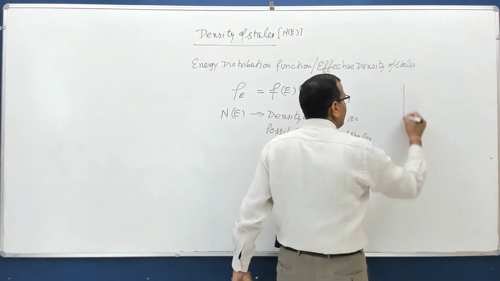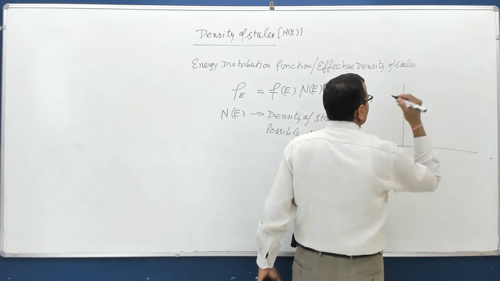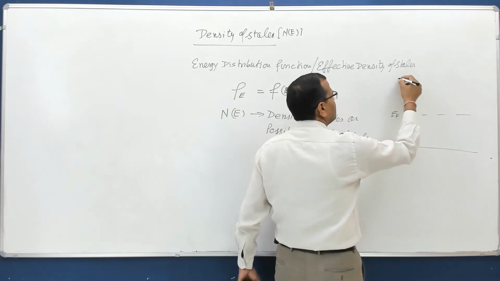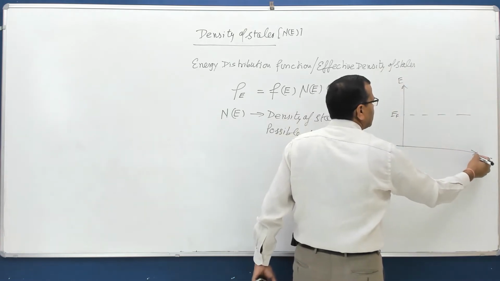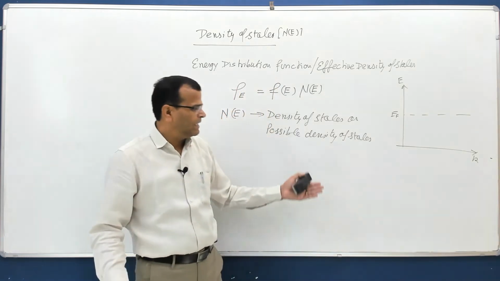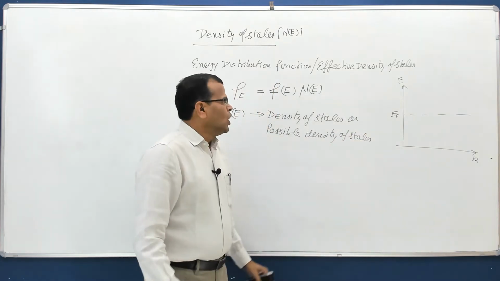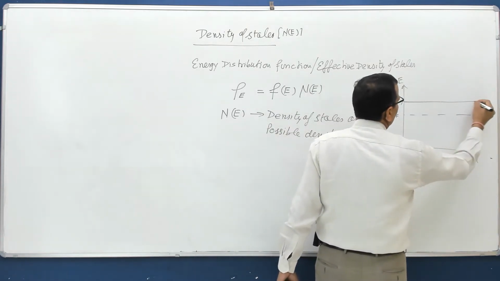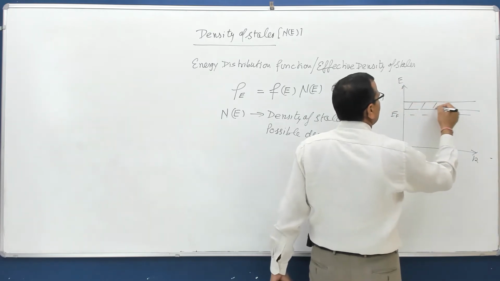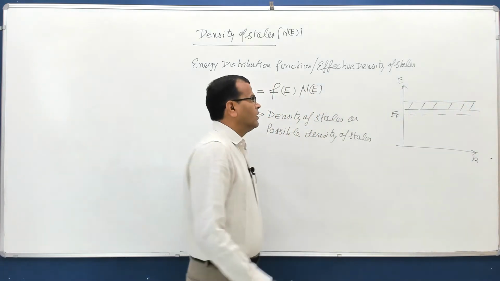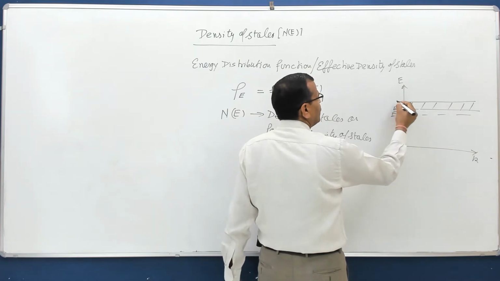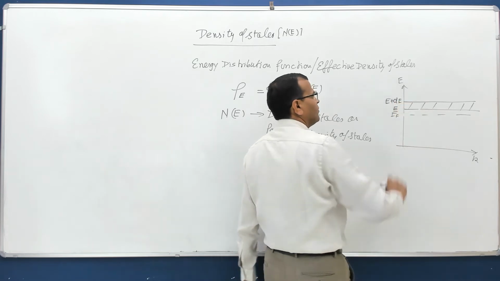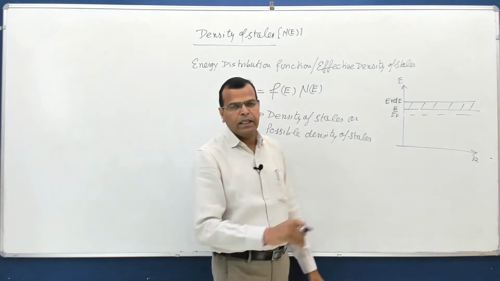Suppose you have a metal, and this is the Fermi level in the metal. This is energy state, and this is your energy. Sometimes you call it as wave function, or you can say this is a distance x. So now suppose you take a small volume of the metal. The energy of this is varying from E to E plus delta E.